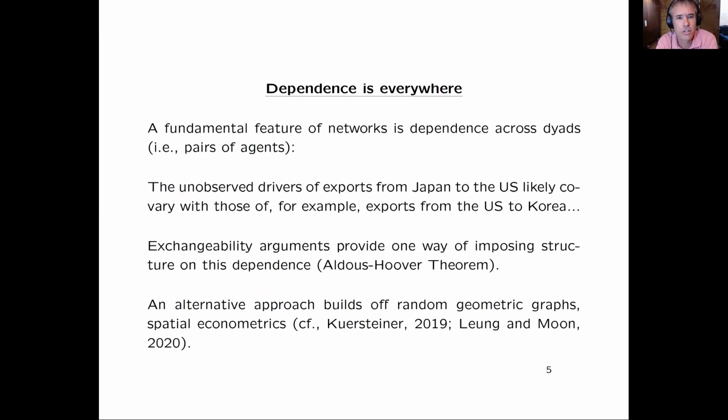From a statistical standpoint, there's many reasons why networks are hard. And one is that dependence is everywhere. So at a very basic level, there's going to be dependence across the outcomes of any dyad. A dyad consists of a pair of agents. Think of Japan and the United States as trading partners. There's going to be dependence across any dyad sharing an agent in common. So the unobserved drivers of exports from Japan, say, to the United States, are going to covary with the unobserved drivers of exports from Japan to Korea or the U.S. to Korea.